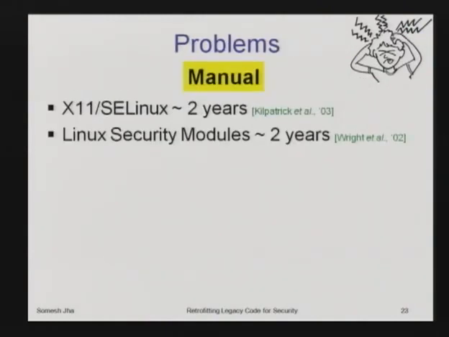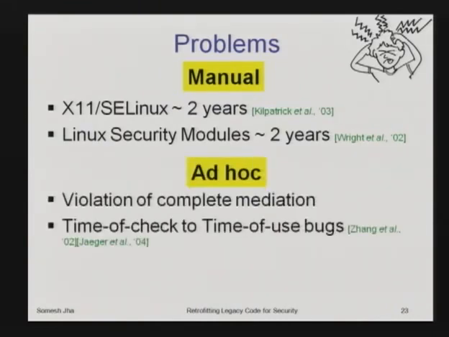Just to give you an idea that this was not trivial, for X11/SELinux it took around 2 years. For Linux Security Modules, it also took around 2 years. Essentially the way these things happened is somebody said, hey, we should put a hook over there in the Linux kernel. And then somebody flamed him on a forum saying, oh no, you can't do that. And this is how it happened. And surprise, surprise, people found bugs in these hook placements later on.